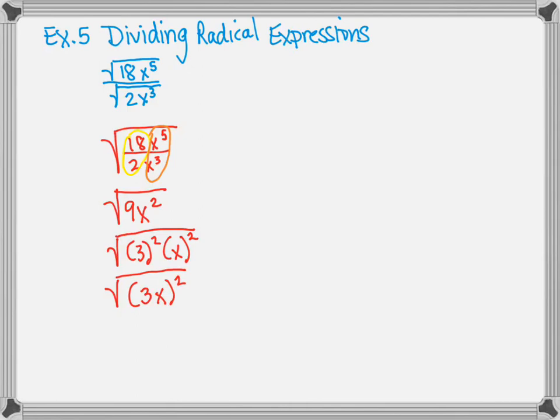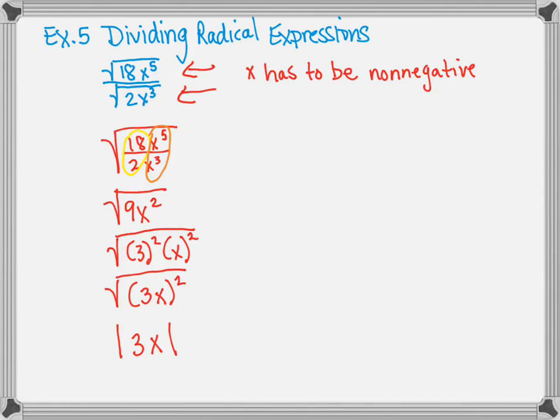When we take the square root of 3x squared, we'll get the absolute value of 3x. But here, because in our original numerator and denominator, we had radicals with odd powers of x underneath them, we know that x has to be non-negative. In fact, it has to be positive because we can't divide by 0. X has to be non-negative because we would not have a real number if we were taking the square root of a negative quantity. So because of that fact, here we can drop the absolute value bars and we have 3x.